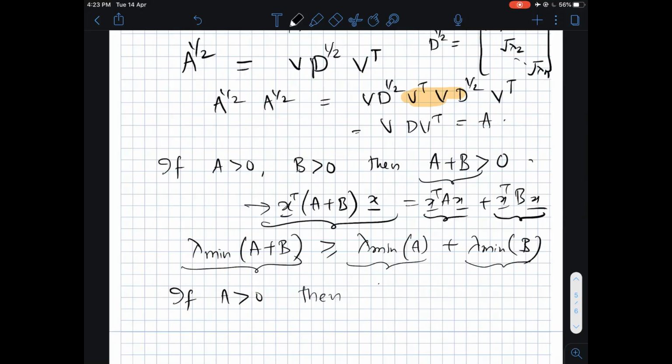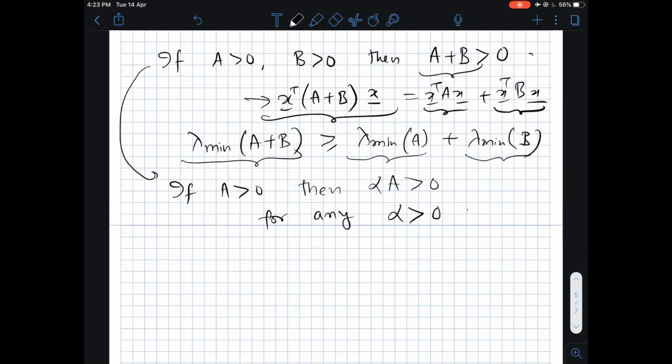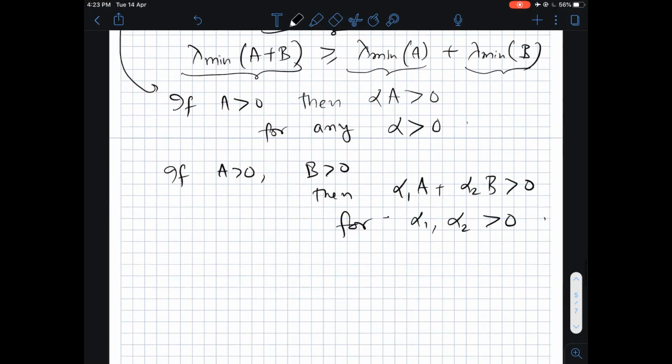You can also say if A is positive definite, then alpha A is positive definite for any positive alpha. This is also quite straightforward. Just from the definition, the quadratic form just gets multiplied by alpha. Sometimes people combine these two, and you can write it as: if A is positive definite and B is positive definite, then alpha 1 A plus alpha 2 B is positive definite, where alpha 1 and alpha 2 are positive numbers.